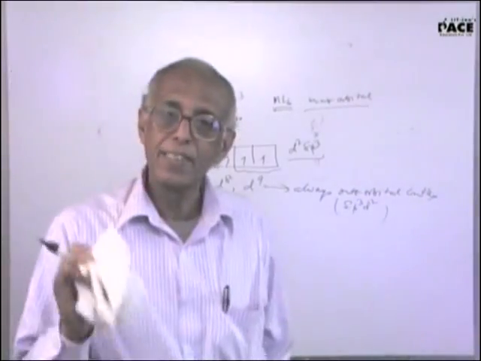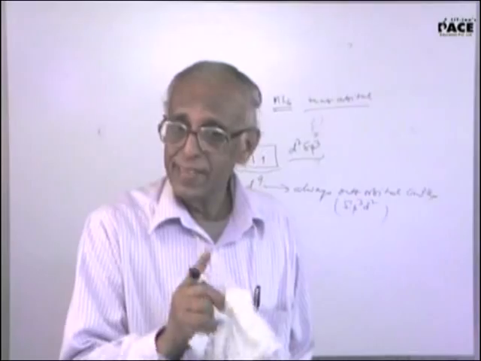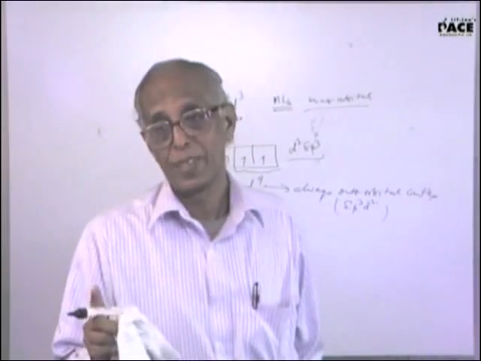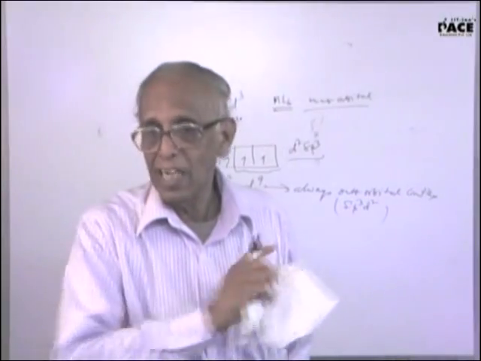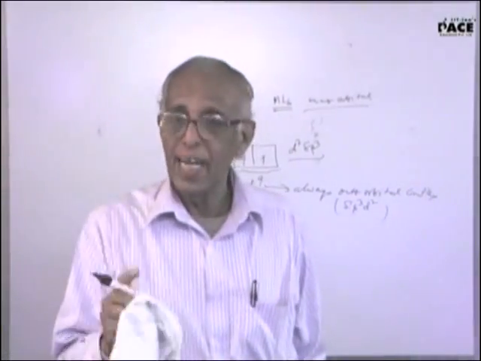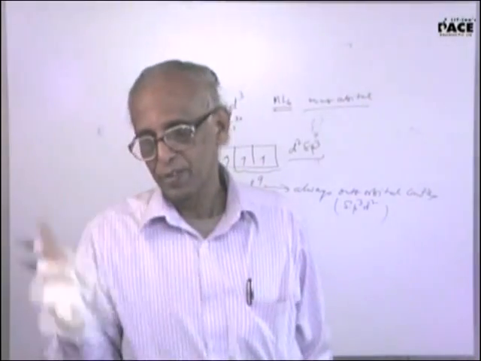Yes. D7, D8, D9 will always be outer orbital. Only D7 can form high spin and low spin. D8 and D9, there is no high spin or low spin. For D8 there will be 2 unpaired electrons, for D9 there will be 1 unpaired electron.